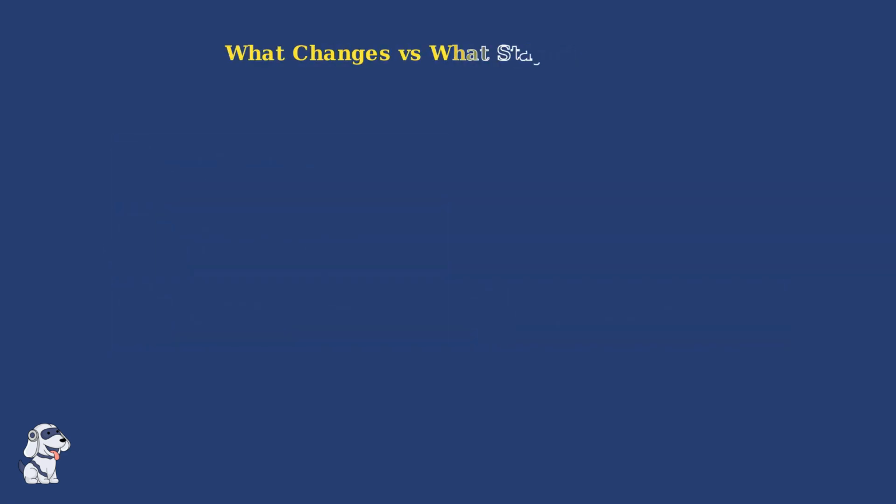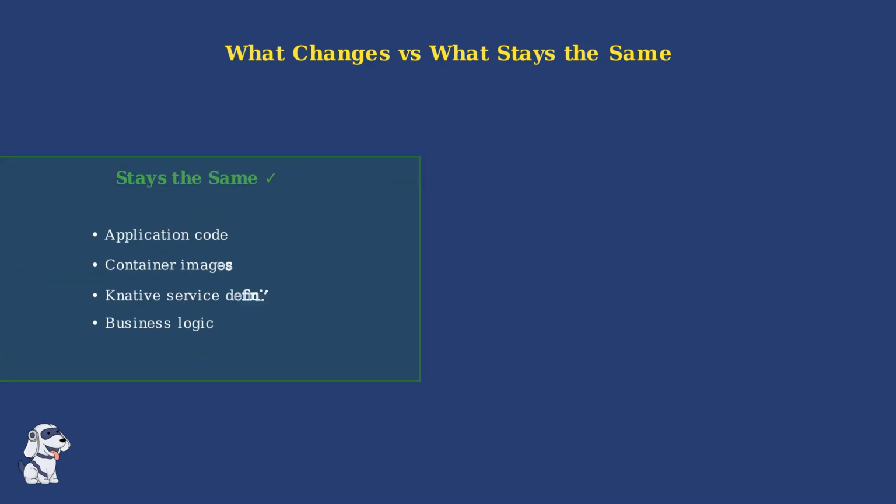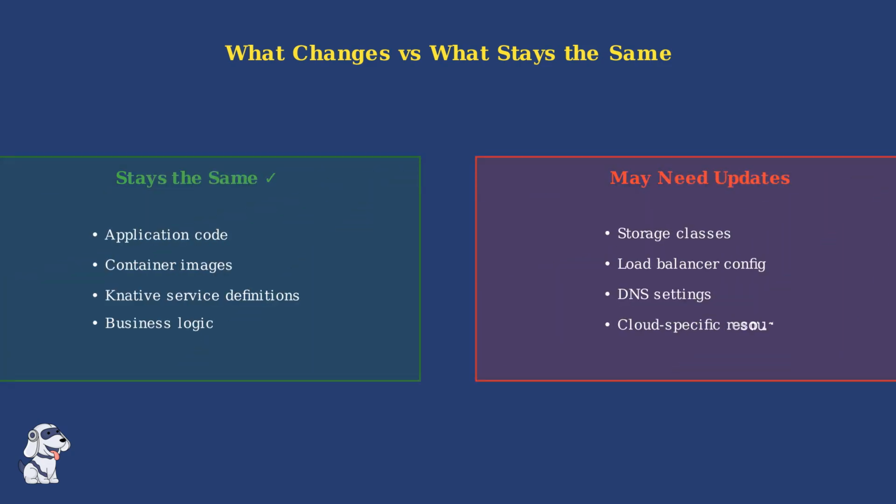The beauty of this process is in what you don't need to change. Your application code remains completely untouched. Your container images can be reused as is. And most of your native service definitions stay exactly the same. This minimal rework requirement is what makes Native truly portable.